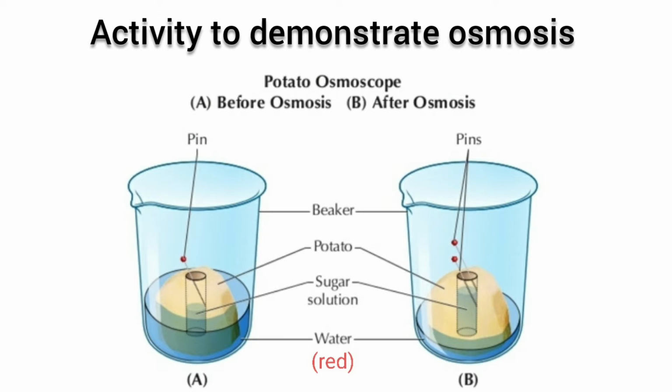This potato osmoscope is kept in a beaker containing red colored water. After a few hours, you will see that the level of sugar solution inside the osmoscope will rise and the sugar solution inside the osmoscope will be red. This is because of osmosis.